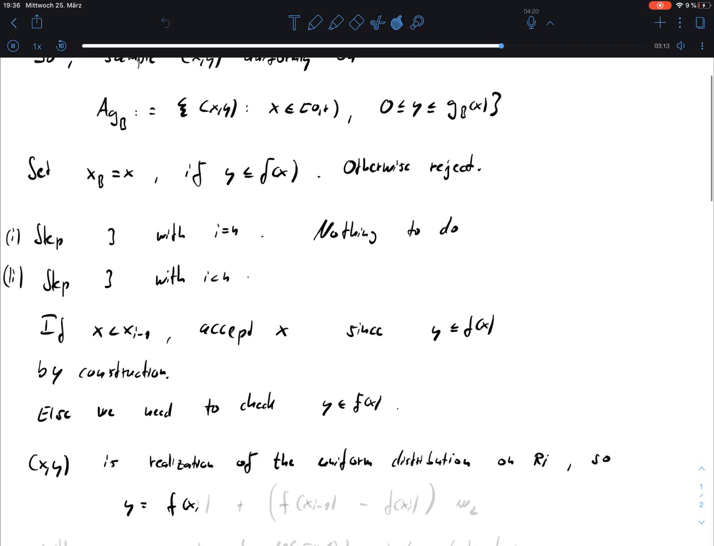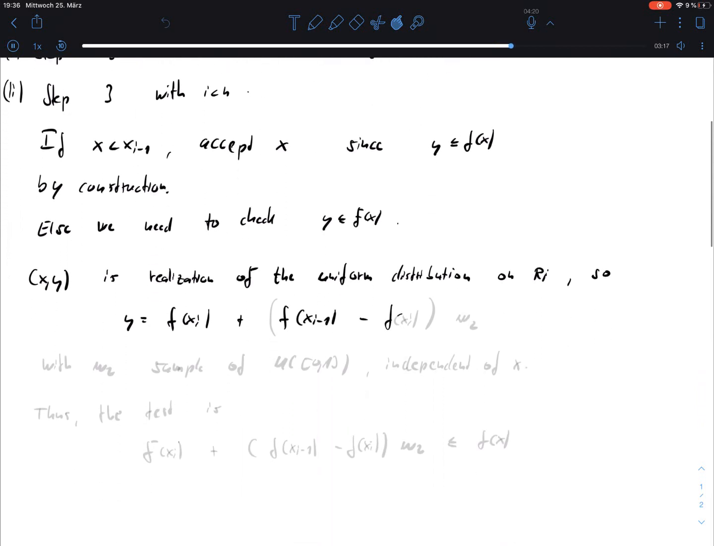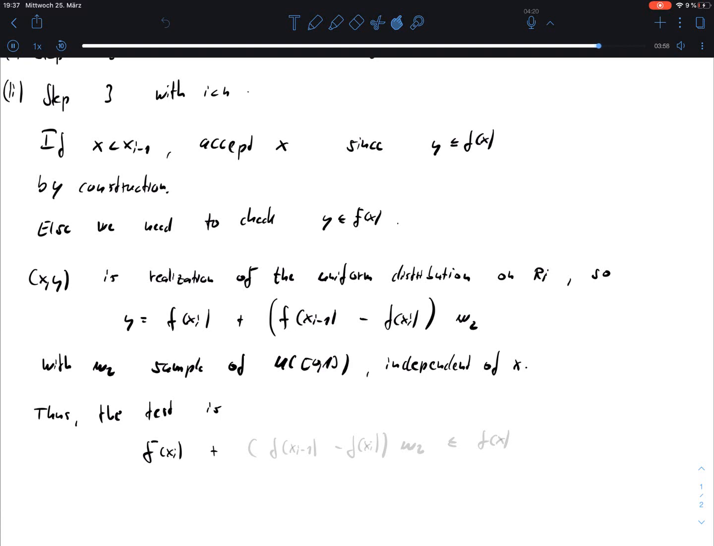So we can write y as f of x_i plus f of x_{i-1} minus f of x_i times W2. This W2 is the sample of a uniformly distributed variable on (0,1), independent of x. And this means the test we need to perform is f of x_i plus f of x_{i-1} minus f of x_i times W2 less or equal than f of x. This explains the testing condition for the non-trivial part in a bit more detail.